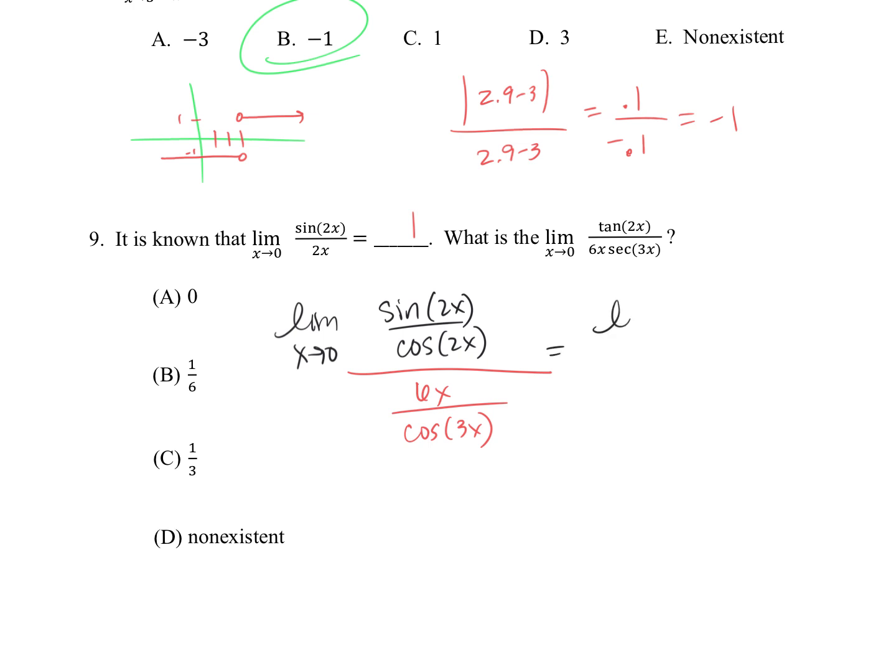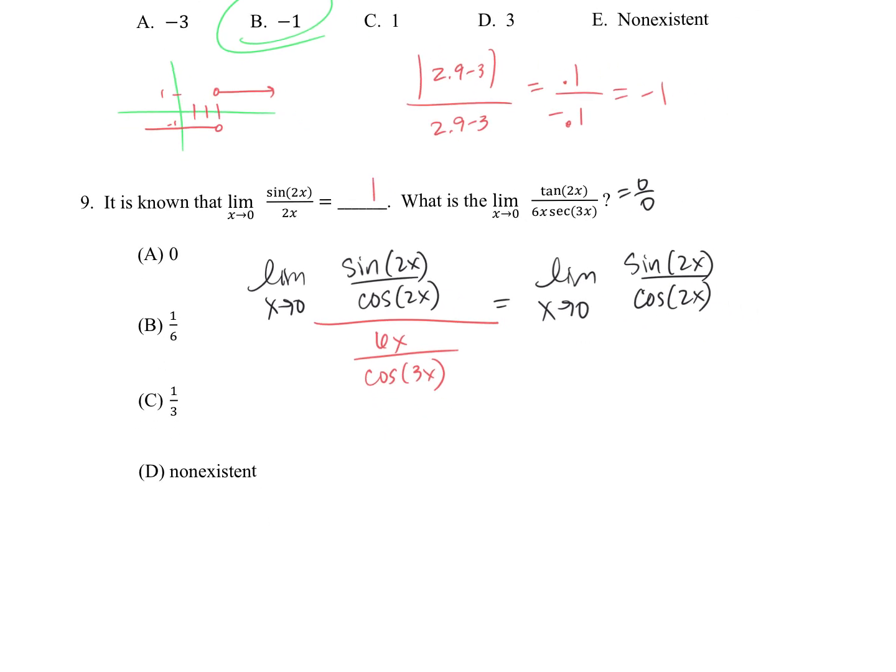So I'm going to say, limit as x approaches 0, I'm going to leave that sine of 2x over cosine of 2x. Because right now, I apologize, I kind of skipped a step. If you plugged in a 0 here, you were getting 0 over 0. That's why we got to take these steps. When we say black divided by red, that's the same as black times red's reciprocal. The reciprocal is going to be the cosine of 3x over 6x.